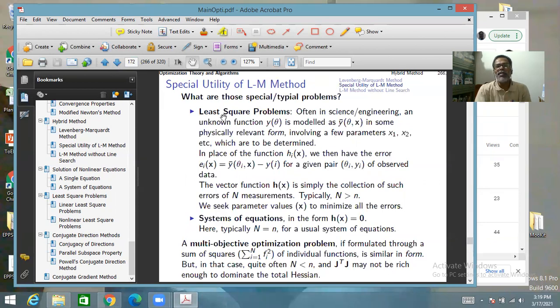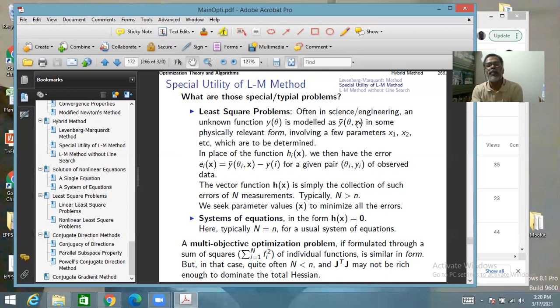Famous class of problems, least square problems. In almost every field, sometimes you try to model an unknown function. The function is just y of theta, only a single variable theta, or there could be two, who knows. Whatever it is, there are some parameters. Because the function is unknown, you do not have the clear-cut representation of the function, but you have the form of the function in which some parameters you don't know. Those parameters are organized in X. The form of the function you know, and therefore you can evaluate the derivative, etc.